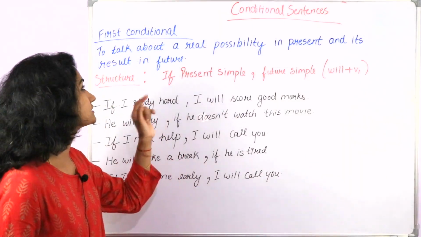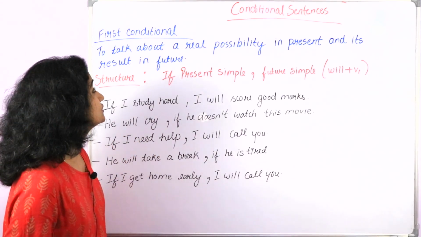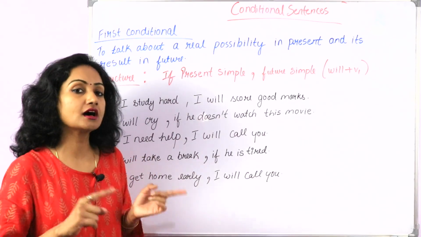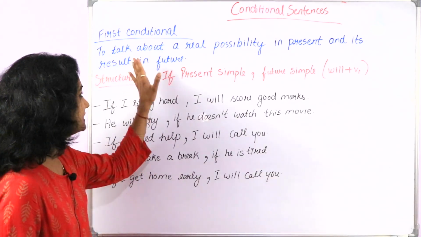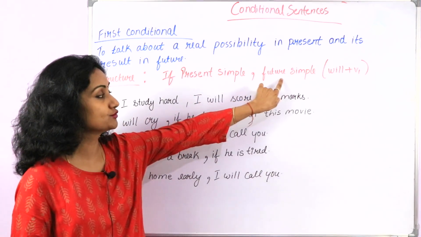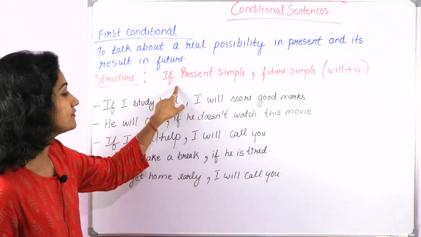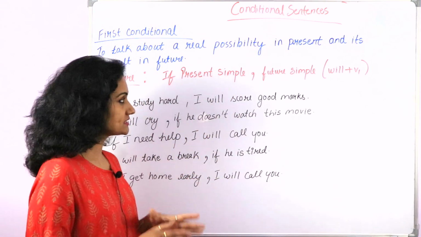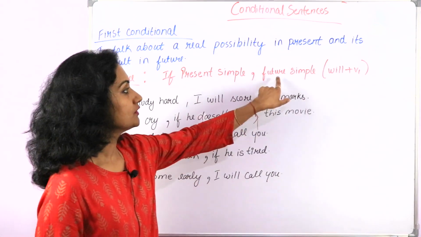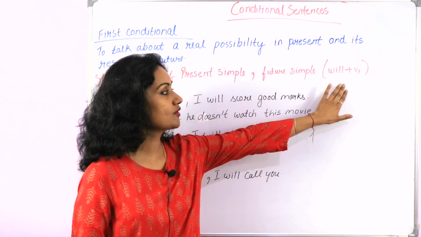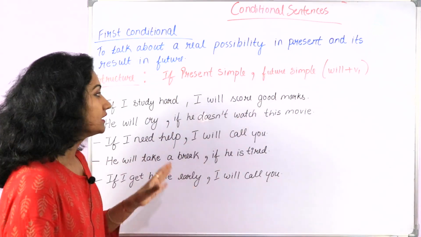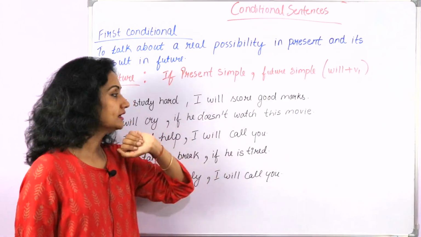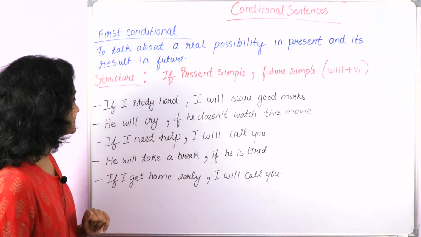Next is first conditional. First conditional is used to talk about a real possibility in present and its result in future. Possibility in present and result in future. So the structure is if plus present simple. This is the possibility in present, a present situation, and future simple, will plus first form of the verb. This is the result. The result of this situation in future. Okay, now let's understand this with some examples.